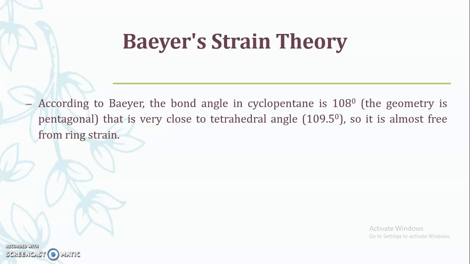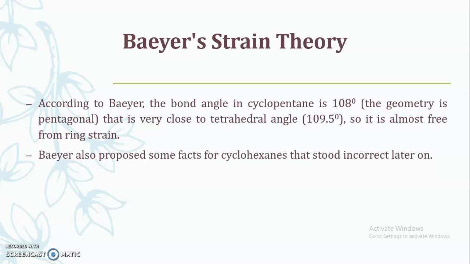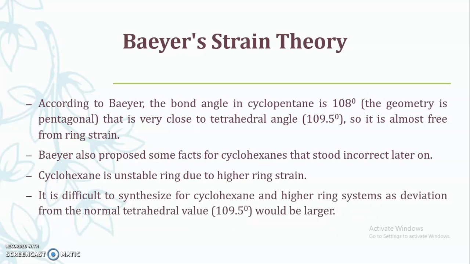According to Baeyer, the bond angle in cyclopentane is 108. The geometry is pentagonal, very close to the tetrahedral angle, so it is almost free from ring strain. Baeyer also proposed some facts for cyclohexanes that later proved incorrect. As I said, cyclohexane is an unstable ring due to the higher ring strain. He also proposed that rings larger than cyclohexane also have higher ring strain, and as the ring strain is negative, such rings do not exist.